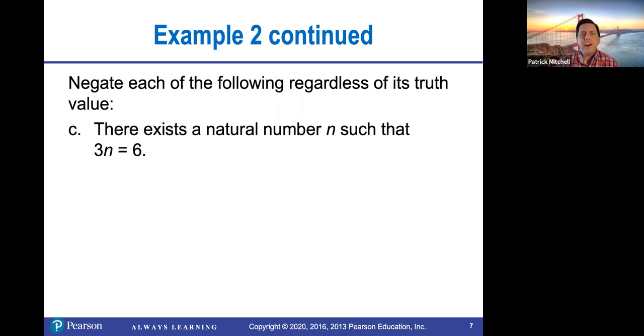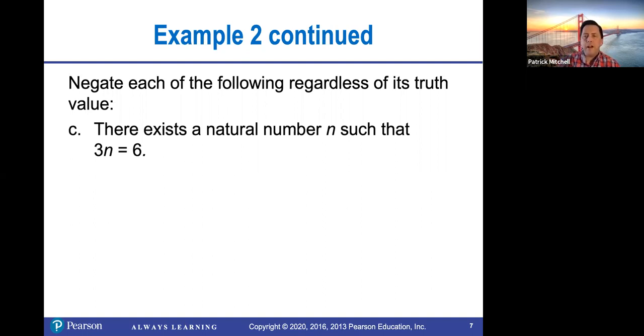So this one says there exists a natural number n such that 3n equals 6, okay? So we're getting very mathematical here. Think about one of the problem-solving strategies that we talked about back in chapter 1: relate it to a problem that you've already done. And remember that there exists means the same thing as some. Some natural numbers have this property, okay?